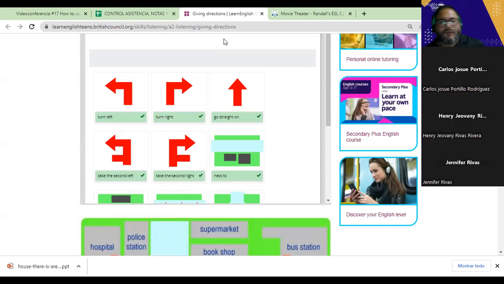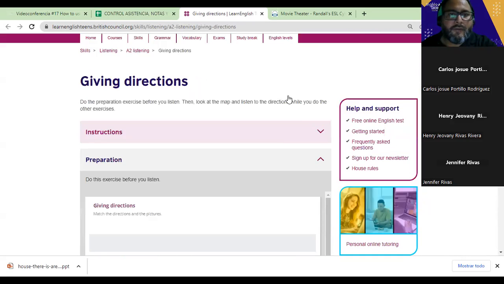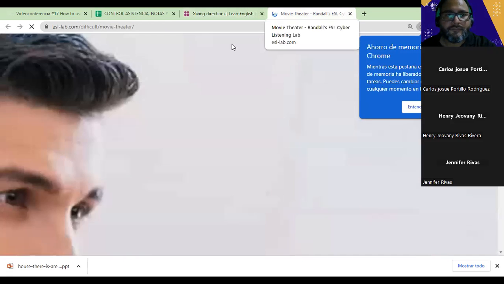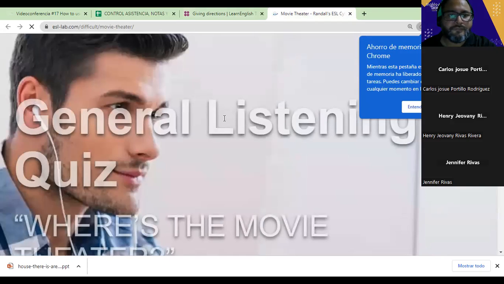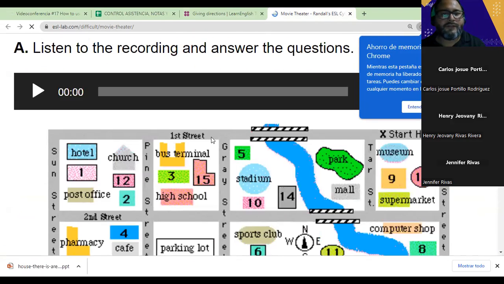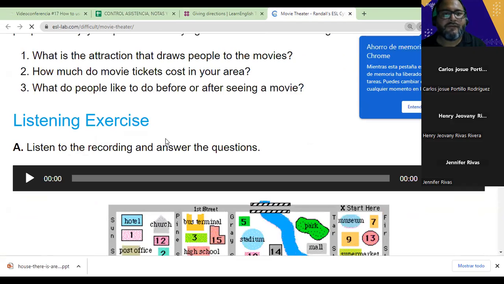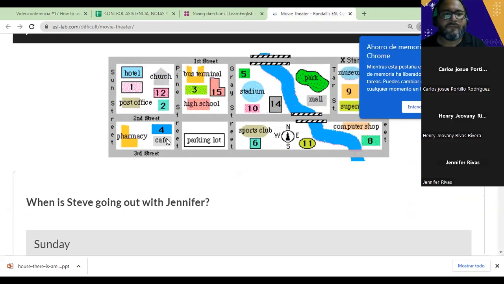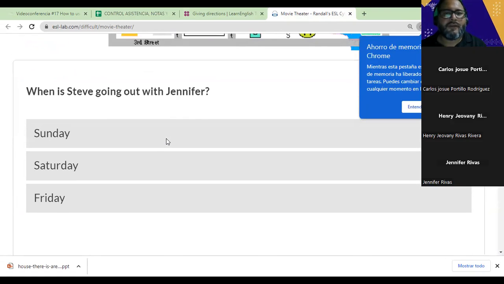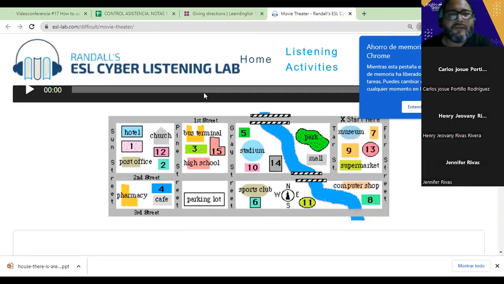Okay, yesterday we were talking about giving directions in English. And well, I have another exercise on here. See, this is one that we heard yesterday, right? You remember about this exercise? We studied that yesterday. I mean, we saw this exercise yesterday.